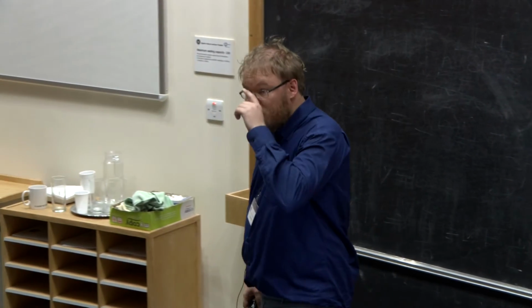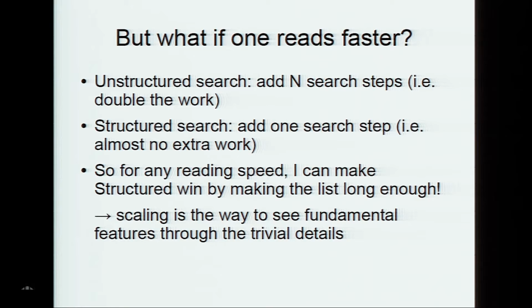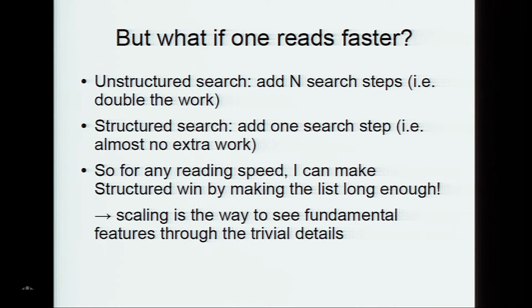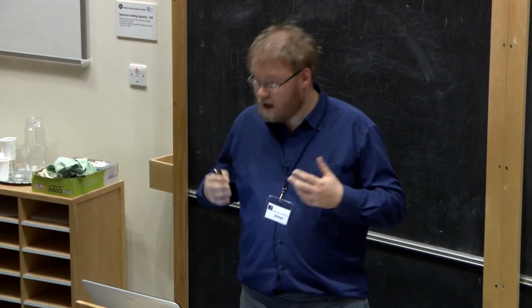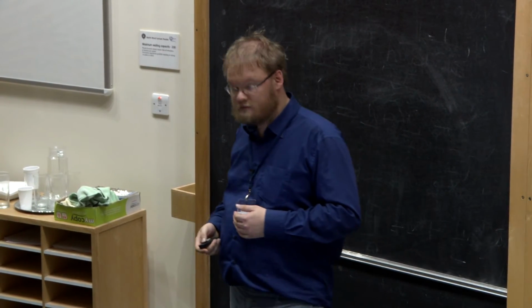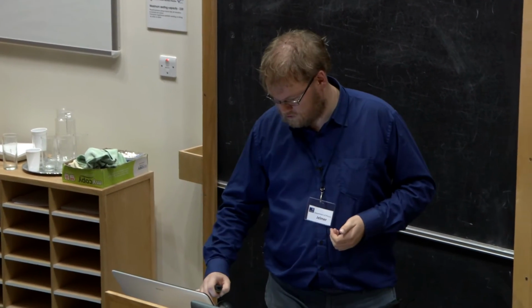And now you might ask yourself, what happens if one of the 2 of them reads much faster than the other one? Well, then the answer is very simple. You just make the list longer. Because if I make the list twice as long, then the guy who gets the unsorted list has to read for twice as long, whereas the guy who gets the sorted list only needs to do 1 extra search step, because once he halves the list down the middle, it's as long as he started with. So for any reading speed, I can make the structured search win by just making the list big enough. And this turns out to be a very fundamental fact about how algorithms work, which is that scaling is the way to see what a good strategy is through all of the trivial details.